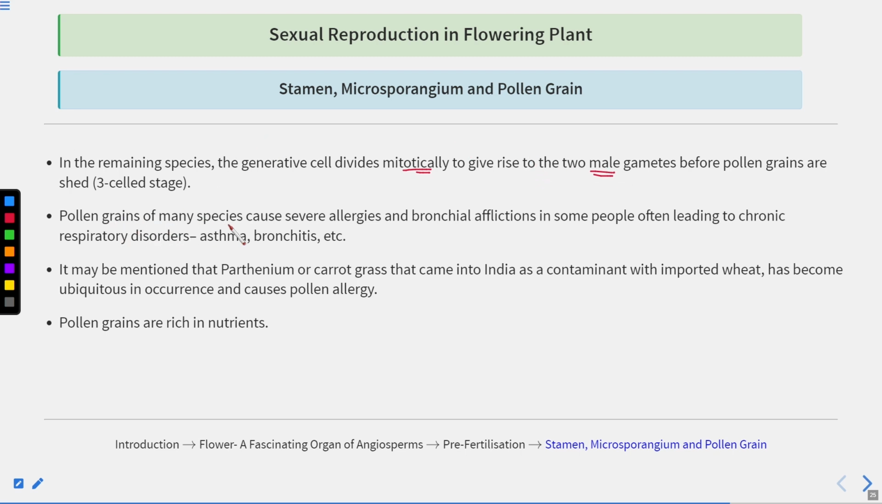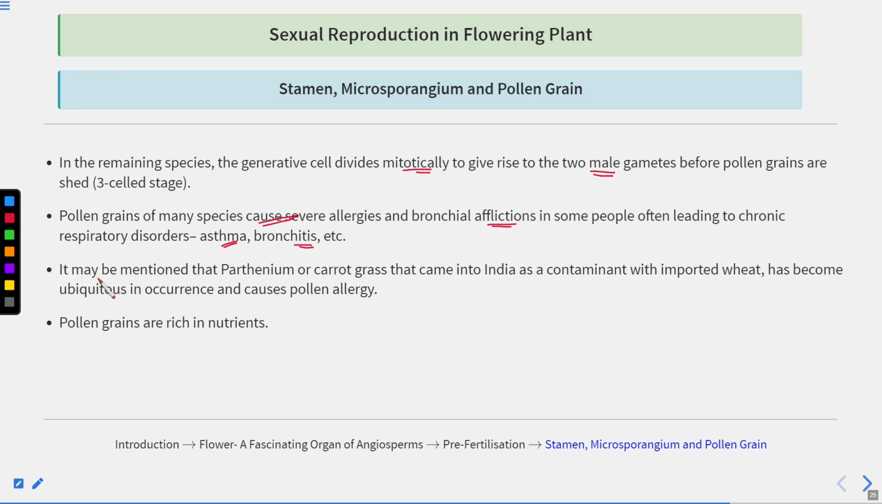Now the pollen grain of many species causes allergies also. One of them is known as hay fever. Asthma is also caused. So pollen grains of many species cause several severe allergies and bronchial afflictions. This leads to chronic respiratory disorders. Some of the examples are asthma as well as bronchitis.